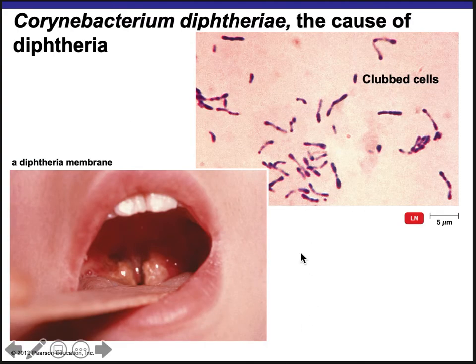Remember, these are the fungi-like bacteria. So we see here, they're kind of this weird club shape. They look like really long rods or clubs, right? Because they're thicker at one end than they are at the other end. Just very, very unique bacteria in this group.